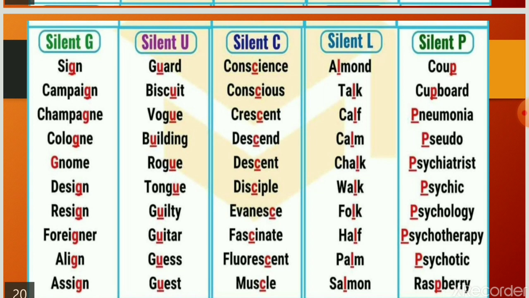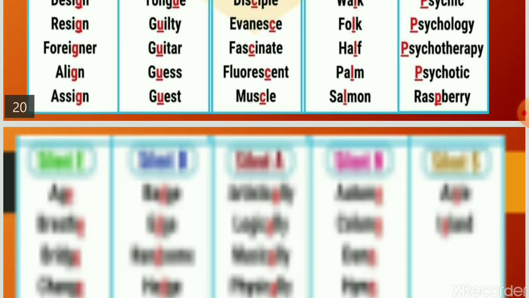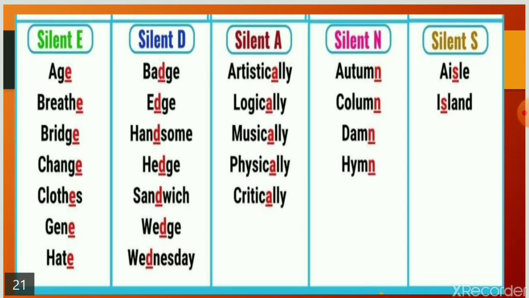Now we can see the silent P. Silent P letter. Example, coup, not coop. Coop is not suitable. Coup, cupboard, pneumonia, pseudo, psychiatrist, psychic, psychology, psychotherapy, psychotic, and raspberry. Now we are going to move to the silent E letter. Age, breathe, breach, change, clothes, gene, and hate.